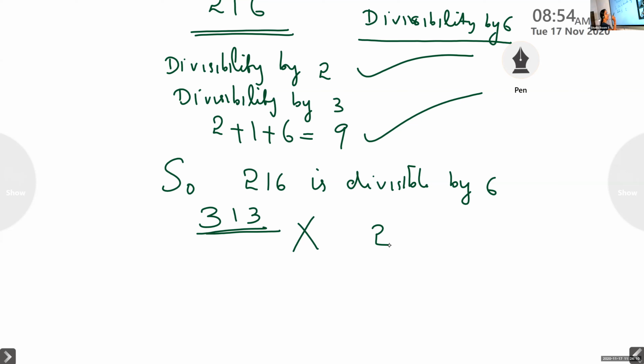If it is an even number only, we will go for the next condition. If it is an odd number, we'll stop here. No need of proceeding. Clear? Yes, ma'am. Okay. So we'll write here.